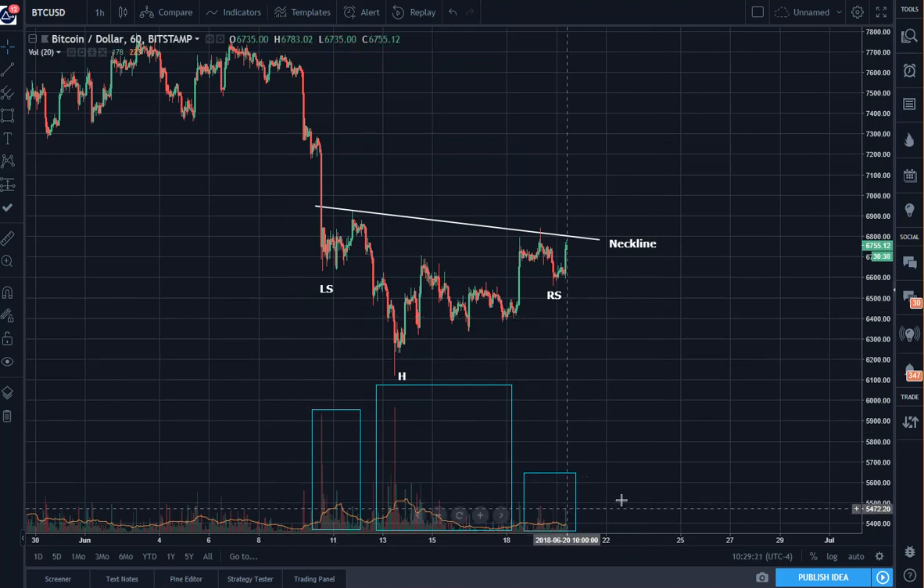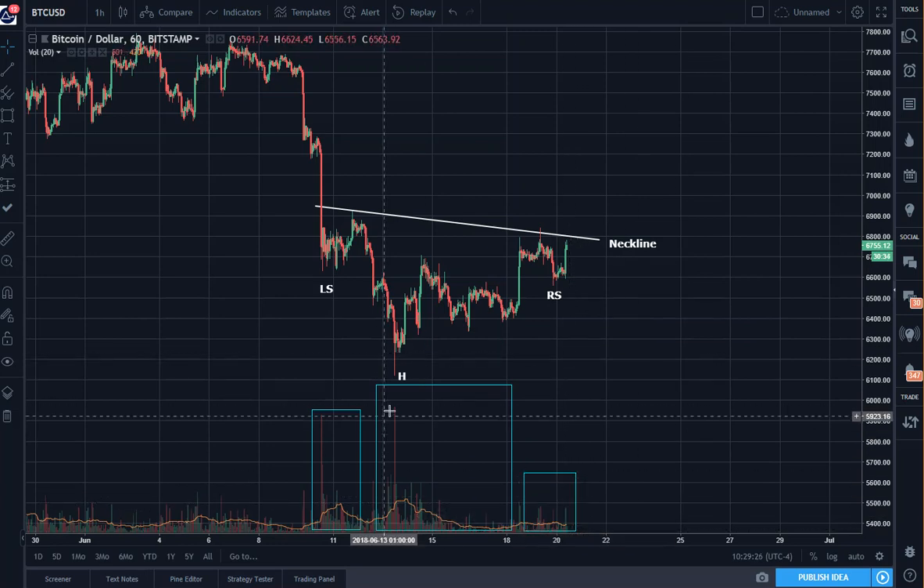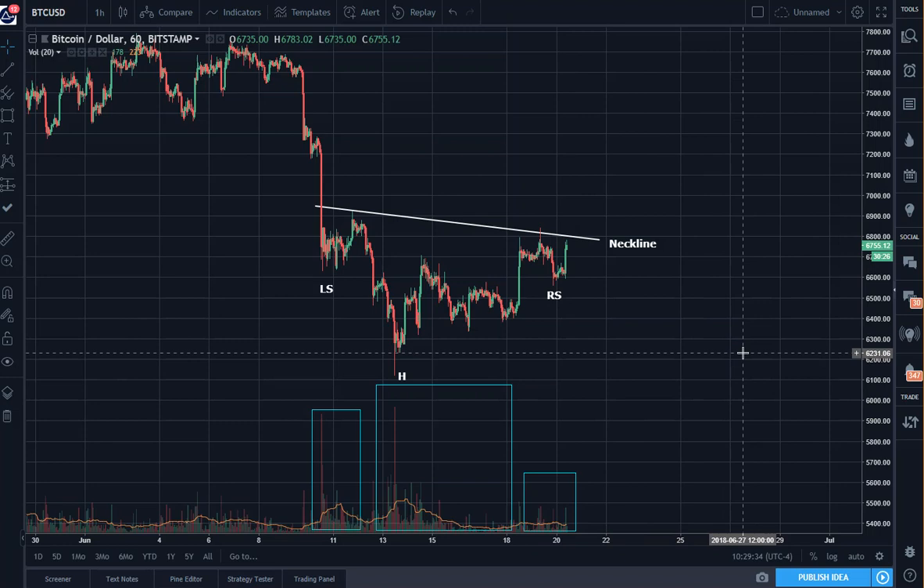Volume confirms so far. Now, if we get a sudden spike in volume that's much higher than the head, then the volume confirmation is invalidated. If this is correct, the final confirmation that I'm looking for is price confirmation.